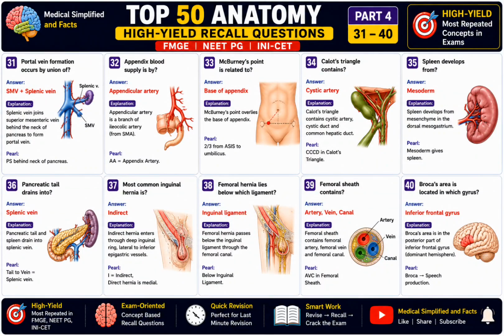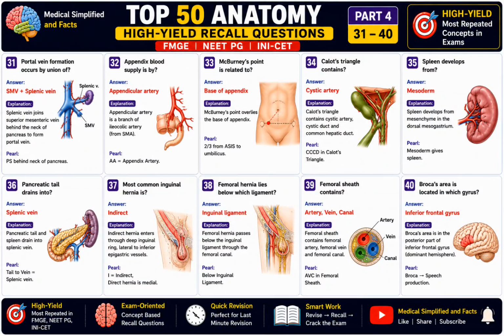Question 34. Calot's triangle contains what? Answer. The cystic artery. This triangle contains the cystic artery, cystic duct, and common hepatic duct. Remember it as CCCD. Question 35. The spleen develops from what? Answer. Mesoderm. It develops from mesenchyme in the dorsal mesogastrium. Question 36. The pancreatic tail drains into what? Answer. The splenic vein. Both the pancreatic tail and spleen drain into the splenic vein.